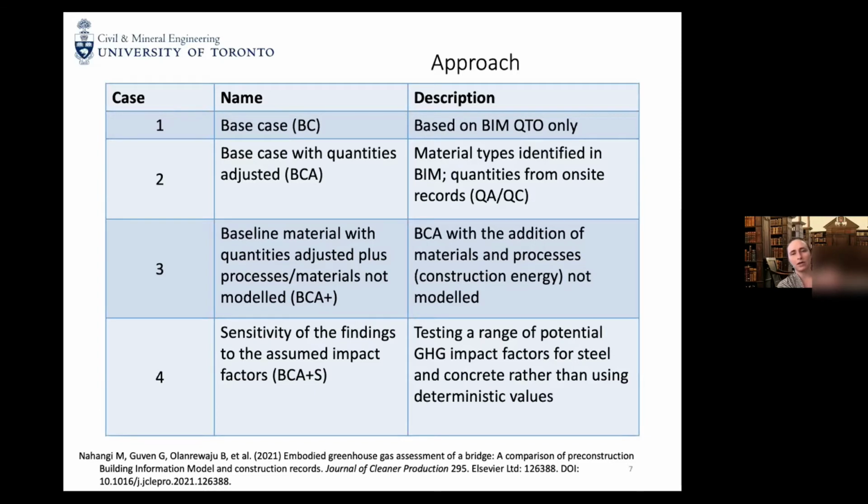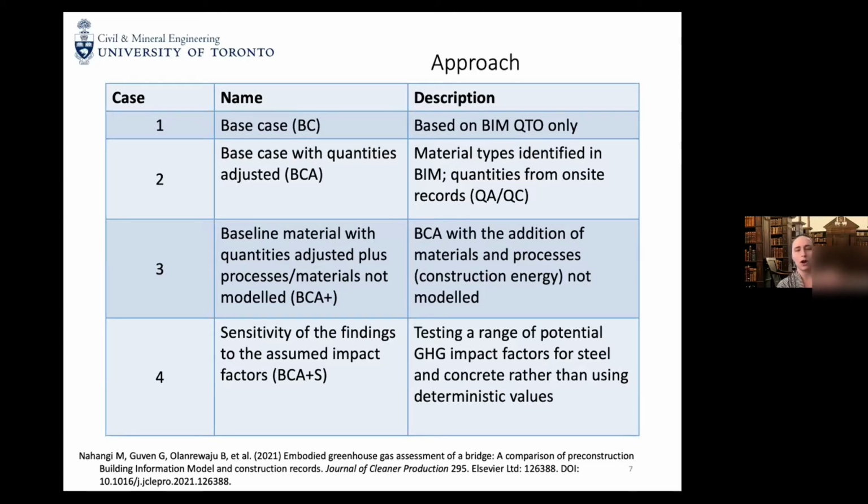Then for case 3, we said, okay, but there's a bunch of things not included in the BIM, specifically construction energy, also some materials, specifically rebar, that weren't included in the BIM. And we'll see how those change the embodied carbon assessment. And then finally, we checked the sensitivity to our choice in greenhouse gas impact factors. Part of the reason we did that is that there is a lot of research and discussion over the choice of what materials to use.